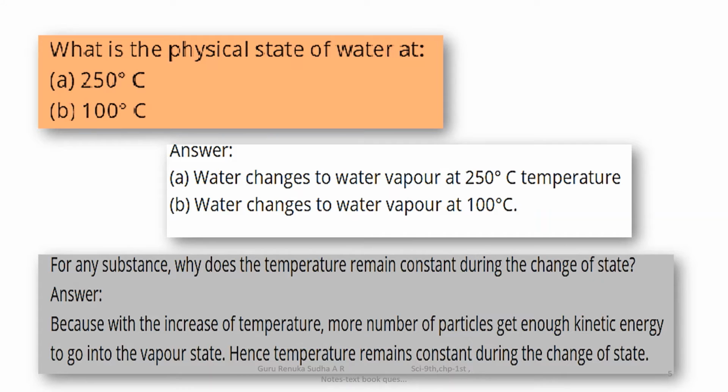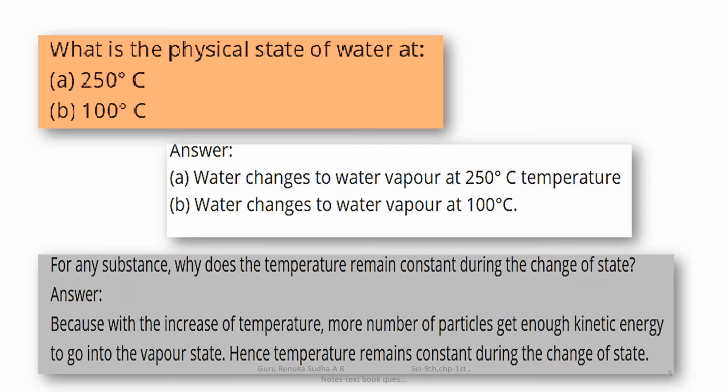And also here one question is there, looking at the temperature we have to say the state of water. Above 100 degrees you can easily say that the water is in vapor state, that means water vapor state. At 100 degrees, the conversion of water from liquid state to gaseous state will start to take place. You can say that it will be in the water state only. So that is the answer that we have to tell.